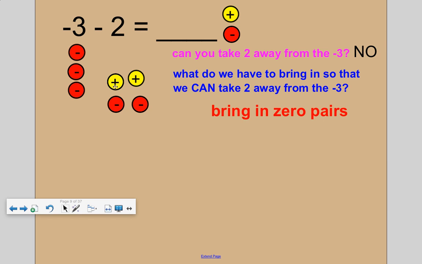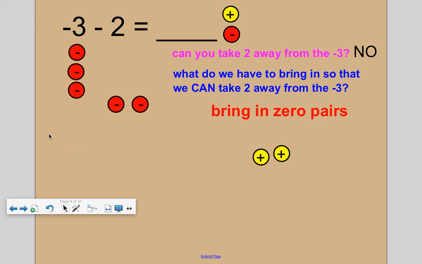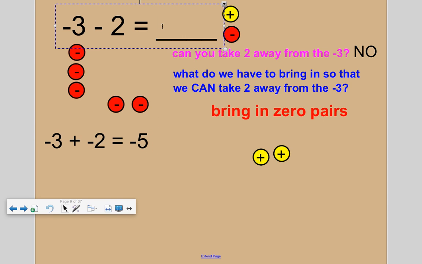Because when you add a zero pair, it's like adding 0 to something. Does it change its value? It does not. So now can I take away 2 positives? Yes, I can. I can take away these 2 positives. So in other words, I have -3. I added 2 negatives, so the answer is -5. So let's write that down. I started with -3. I added 2 zero pairs, but then I took away the 2 positives, and I'm left with adding 2 negatives. So -3 plus -2 equals -5. So this is also equal to -5.